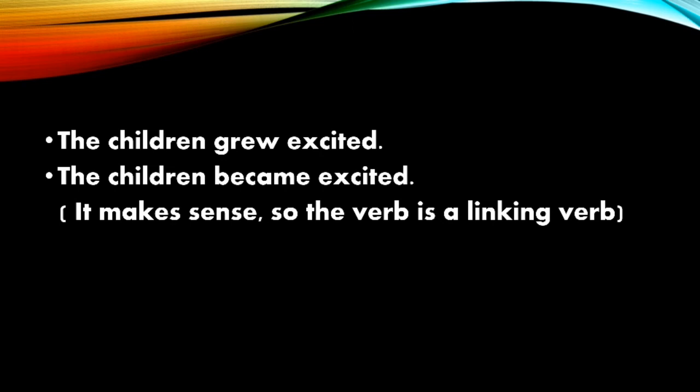And the second one, the children became excited. Children became excited. Same meaning. Both are giving us same meaning. So in the first sentence, grew is the main verb, and in the second sentence, became is the true linking verb. We replaced them, but then too the meaning is same. So that's why grew can also be considered as a linking verb because it is giving us the same meaning. Got it? So it can be a linking verb. The feature is that if you replace the main verb with the linking verb and it is giving the complete same meaning, the main verb can be considered as a linking verb.